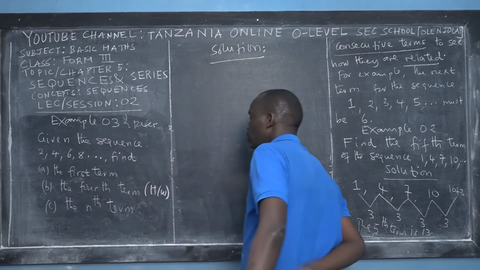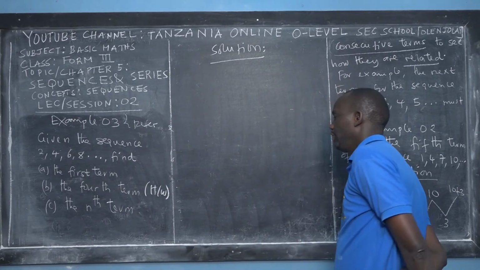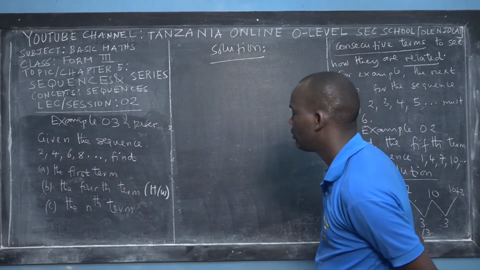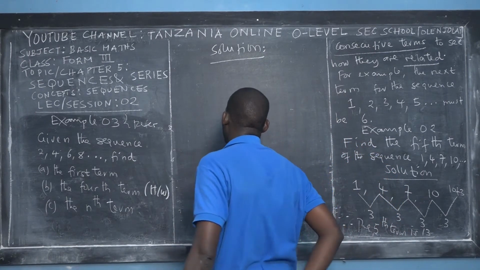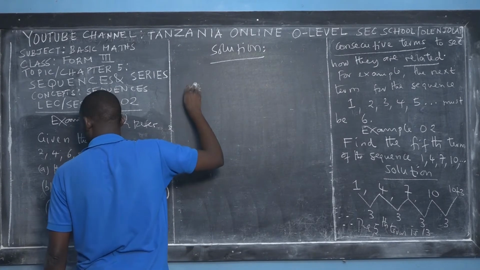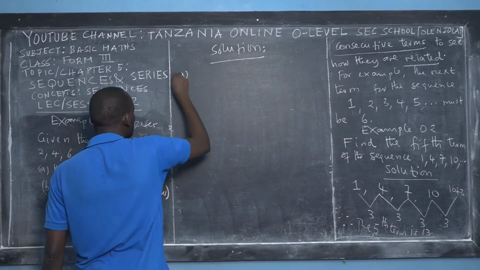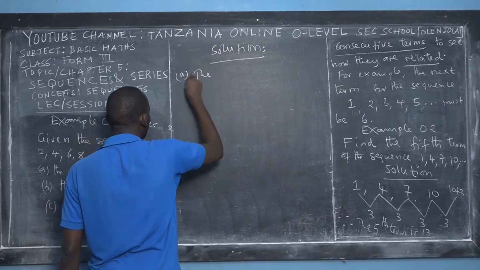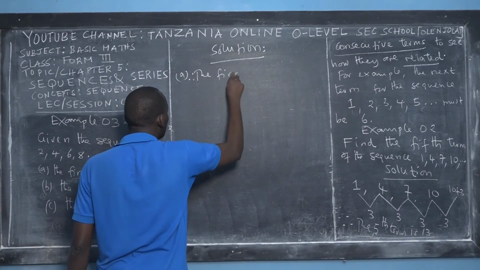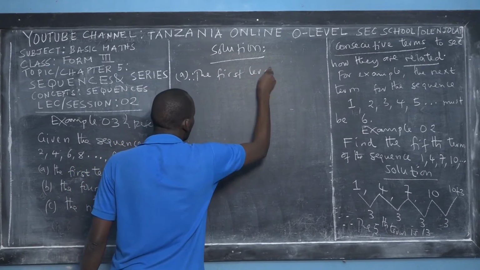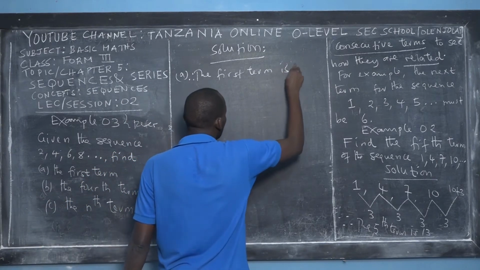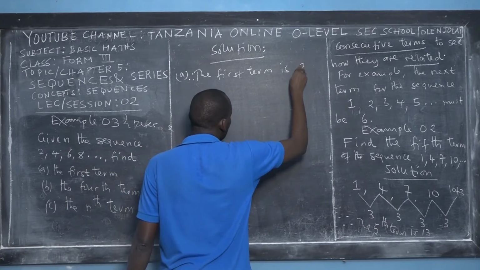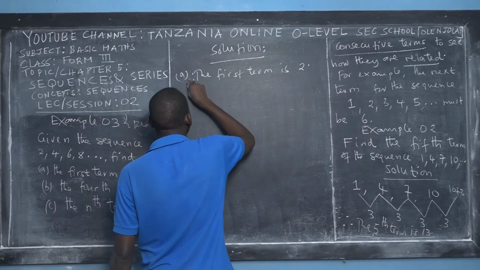Given the sequence 2, 4, 6, and 8, find the first term. The first term is already given in the sequence. So this is the first term. The first term is 2. No hassling.